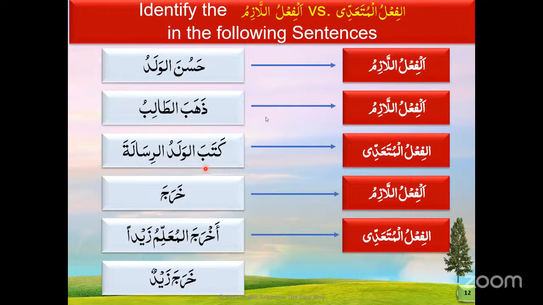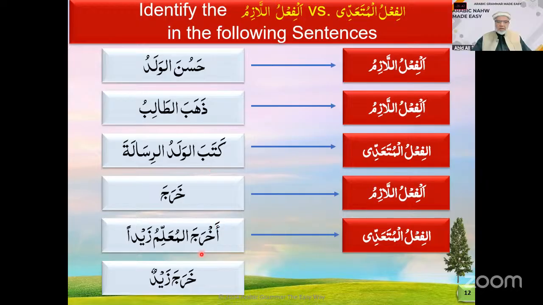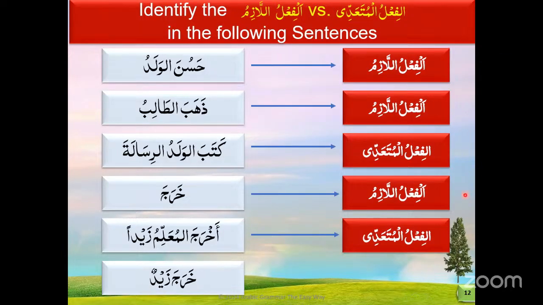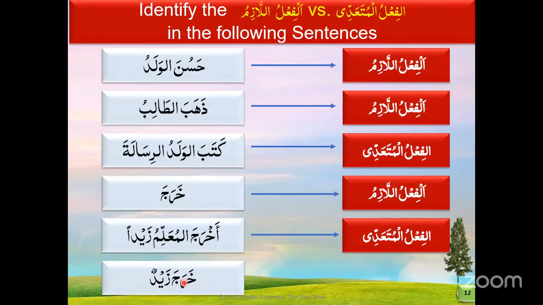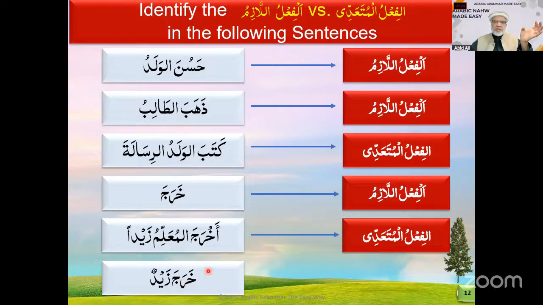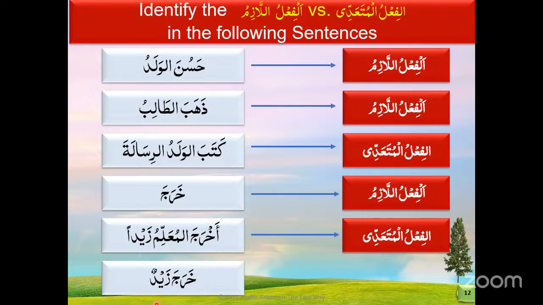Sorry, your question is Kharaja Zaidun. Can you please give me the translation first? Zaid went, mashallah. Now, is Kharaja Mujarrad or Mazeed Feeh? Mujarrad means only 3 letters. Salasi is Mujarrad. Only 3 letters. Mujarrad, yes.